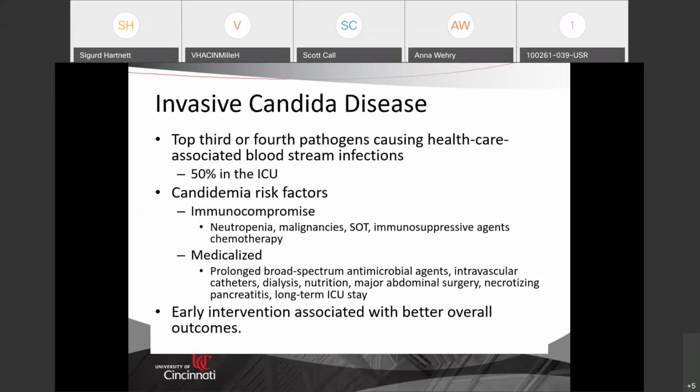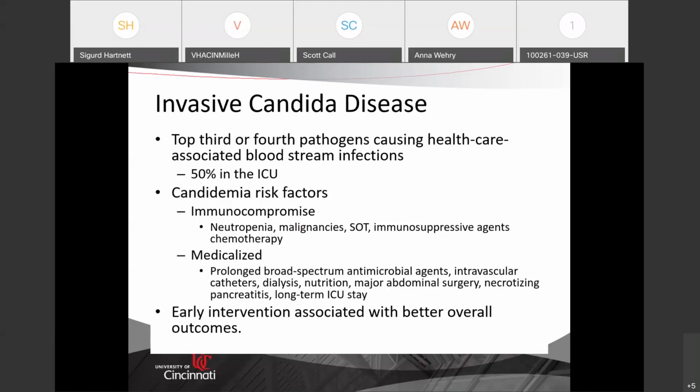So let's talk about invasive Candida disease, because I think this is really important. Until very recently, I didn't realize how common it was in the healthcare system. I've seen it ranked anywhere from 3 to 5 in different papers and studies, but it's actually one of the top pathogens causing healthcare-associated bloodstream infections. And 50% of these invasive Candida diseases are in the ICU. So for patients in the ICU that are having fevers without really a good cause, you have to think of Candidal disease.